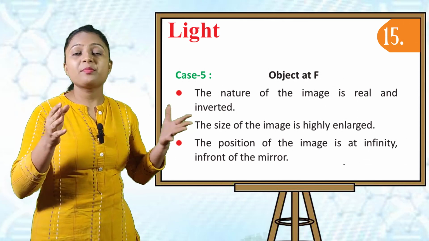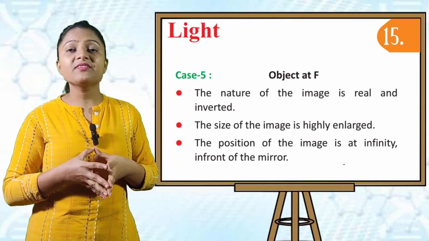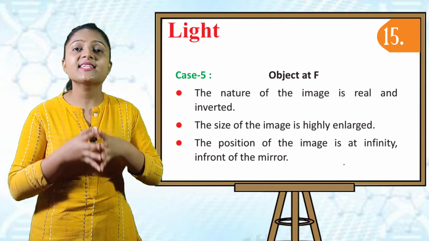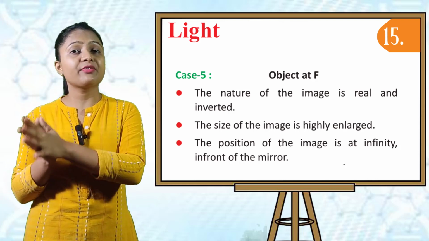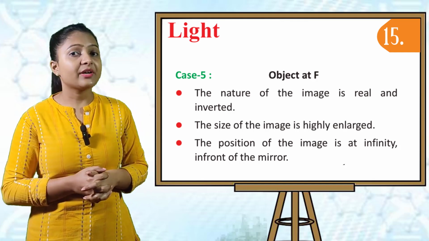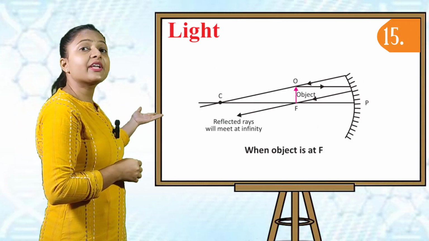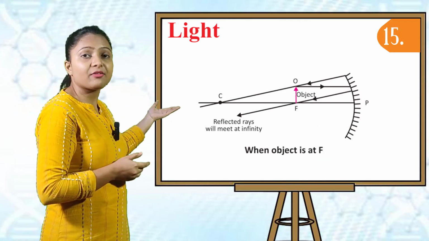Case 5, object at F. The nature of the image is real and inverted. The size of the image is highly enlarged. The position of the image is at infinity in front of the mirror. So here is the ray diagram for case 5 when object is at F.